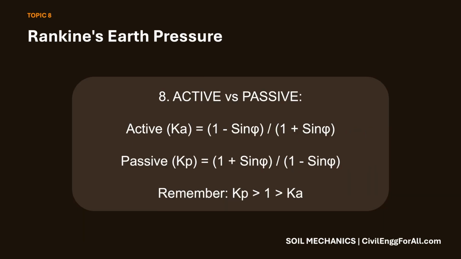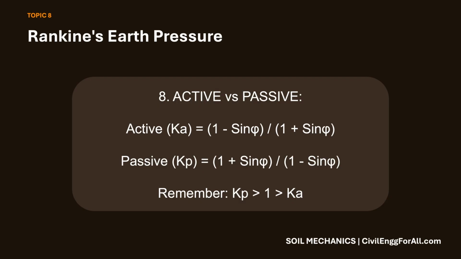Topic number 8. Lateral earth pressure. You need Rankine's coefficients for cohesionless soils. For active earth pressure, the coefficient Ka is 1 minus sin phi divided by 1 plus sin phi. For passive earth pressure, the coefficient Kp is 1 plus sin phi divided by 1 minus sin phi.